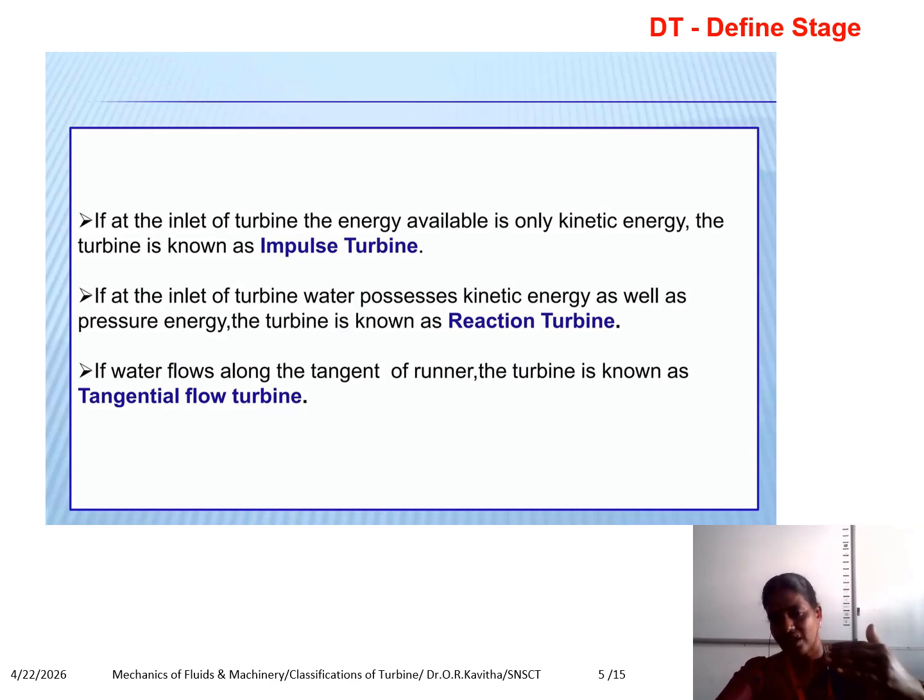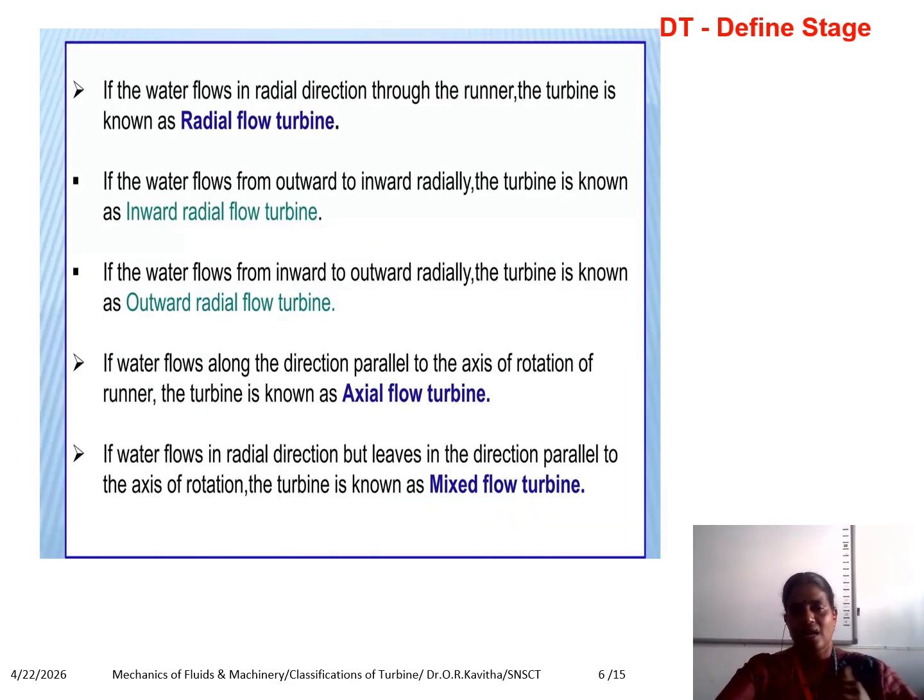If the flow of water is along the tangent to the runner, we call that a tangential flow turbine. In the radial flow turbine, the water flows in the radial direction to the runner of the turbine. If the water flows from outward to inward, we call it an inward radial flow turbine. If it flows from inward to outward, we call it an outward radial flow turbine. And if the flow of water is parallel to the axis of rotation of the runner, it is axial flow.